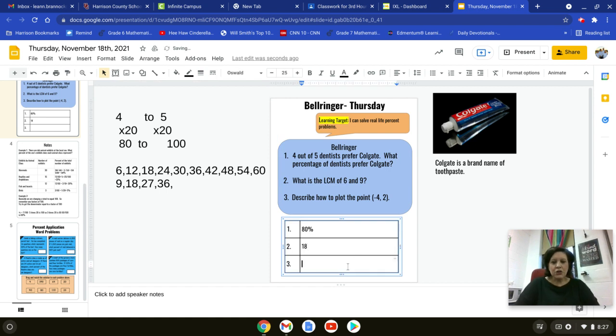And finally, describe how to plot the point (-4, 2) means to start at the origin, go to the left 4, and up 2. All right, those are your bell ringers for today.